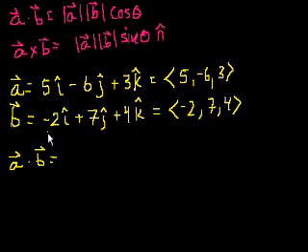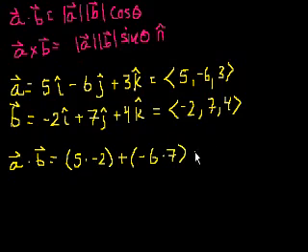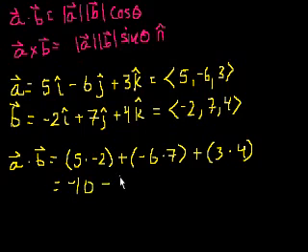All you do is multiply the i components, add that to the j components multiplied, and then add that to the k components multiplied together. So it would be 5 times minus 2, plus minus 6 times 7, plus 3 times 4. So what is this? Minus 10, minus 42, plus 12. So this is minus 52 plus 12, so it equals minus 40. That's it. It's just a number.